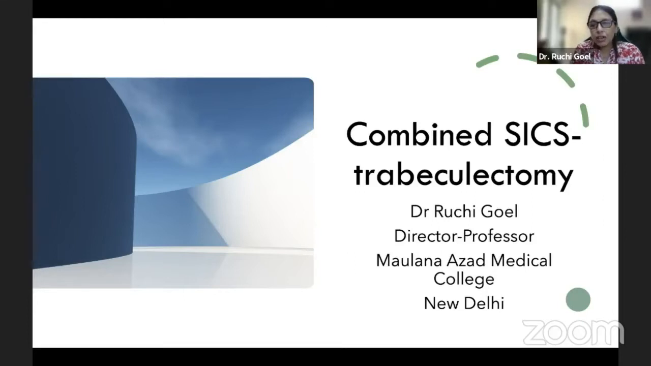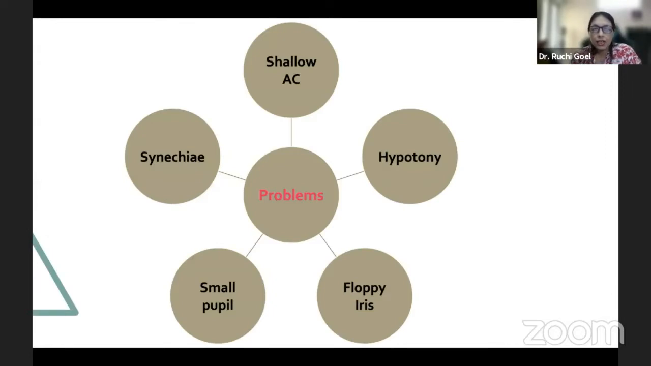So I shall be speaking on basically SICS in glaucoma patients, and in all these patients, depending on the degree of the severity of glaucoma and the severity of cataract, our management tends to differ. And whenever we are doing cataract surgery in these patients, the problems can be, there could be a shallow AC, there would be presence of synechiae because of multiple attacks of angle closure or a previous trabeculectomy that may lead to synechiae formation. The pupil may remain small due to prolonged use of pilocarpine or again formation of synechiae.